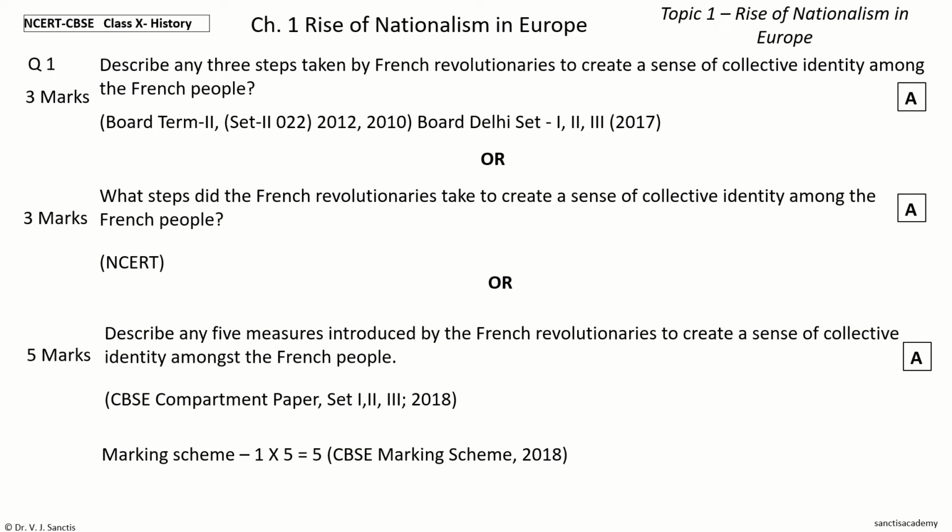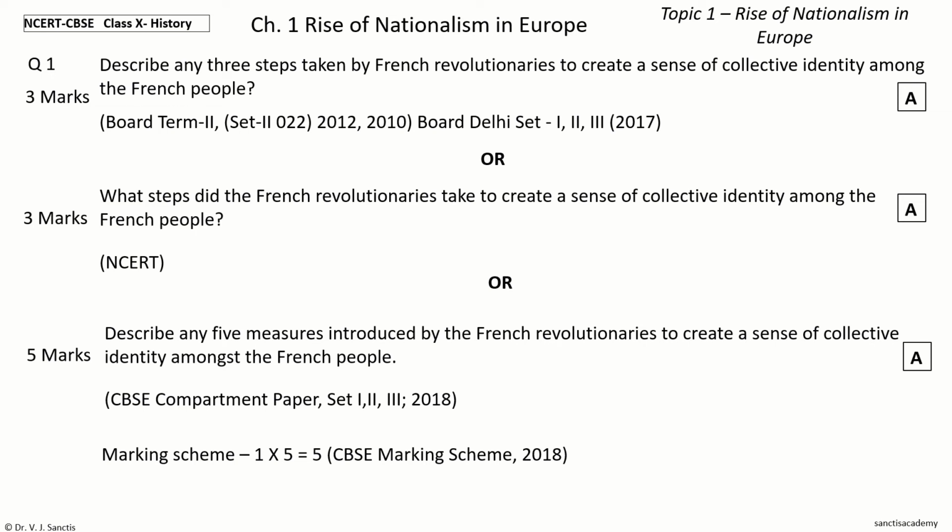Describe any 3 steps taken by the French revolutionaries to create a sense of collective identity among the French people. This was asked 4 times in the board exam as a short answer question, in 2017, 2010, 2012, and also in the NCERT. It was asked as a 5-mark long answer question in the year 2018. When it's a short answer question, which is for 3 marks, you have to give 3 points, 1 mark for each point. When it's a long answer question for 5 marks, you have to give 5 points. That is 1 mark for each point.